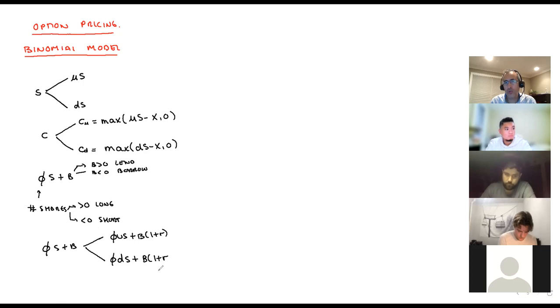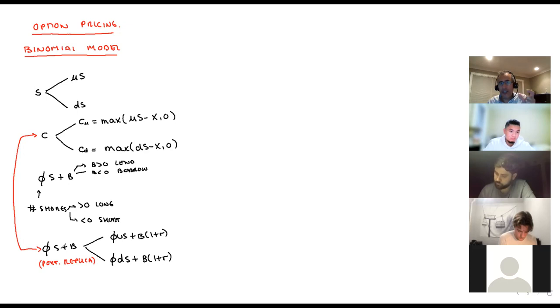Got it? So this one here, guys, is called your portfolio replica. And this portfolio replica must be equivalent to this one here, because we are talking about the same stuff, do you agree? The underlying of the call is S. The underlying of my portfolio is S. The call has cash that is called X. My cash is called B. So these two portfolios must be equal in time. They must move together. They cannot have discrepancies.